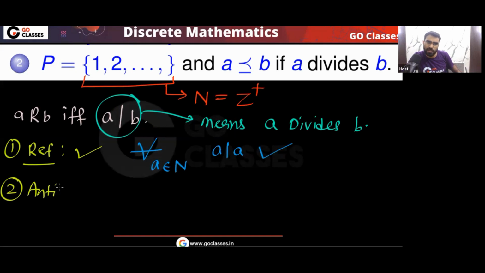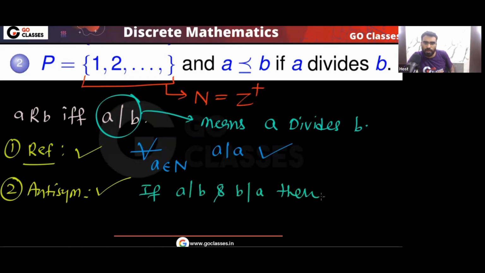What about antisymmetric relation? Yes, this is antisymmetric also. Okay, because you can easily see your base set is 1, 2, 3, and so on, the set of natural numbers. Now you tell me, if A divides B and B also divides A, then what can you say about A comma B? If A divides B and B divides A, then definitely I can say A is equal to B. So that is the definition of antisymmetric relation.